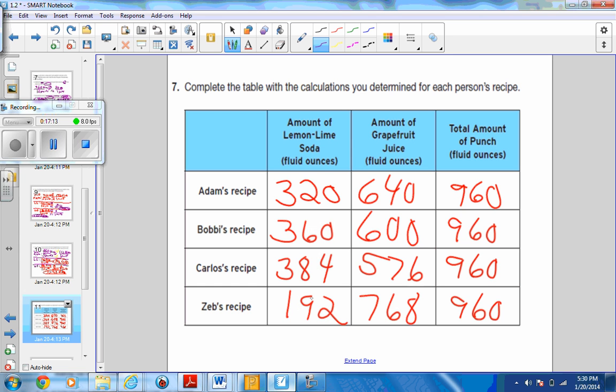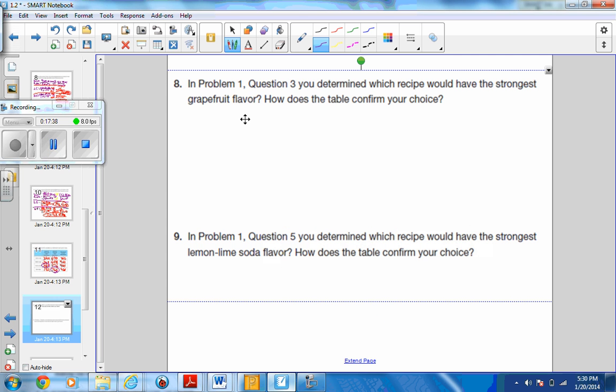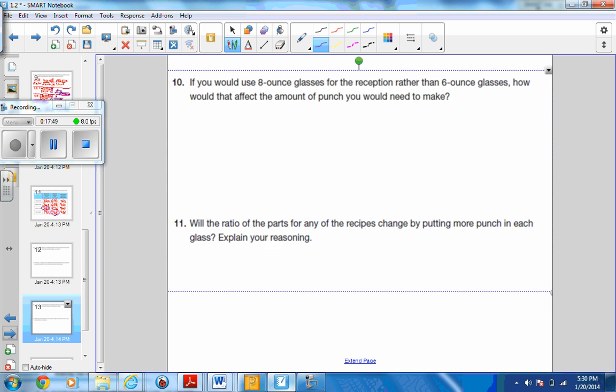Well, you can see here Carlos has the most lemon lime when we're comparing to 960 total. And which one has the most grapefruit? Well, that would be Zeb. As you can see, 768 is greater than any other number in there. So the reason we can compare that is why? Well, we're using the same amount of total, 960, just like we had to find a common denominator. So that clarifies question 8 and question 9. Just use what we just said to answer question 8 and question 9, how we confirmed our findings from those questions.